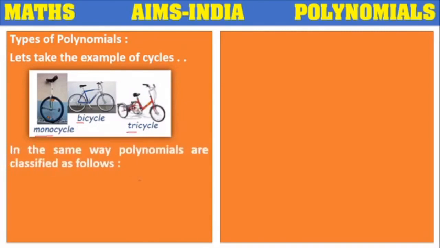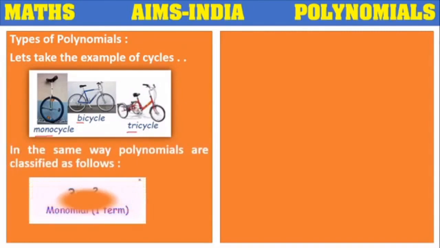In the same way, polynomials are also classified as follows. We have a term like 3xy square. Now it's considered as one term, a product of numerical part and variable part. It's a monomial, an expression having only one term. So this is an example of a polynomial.